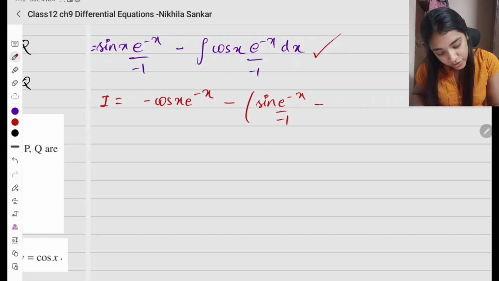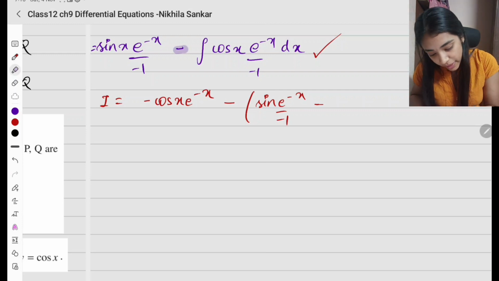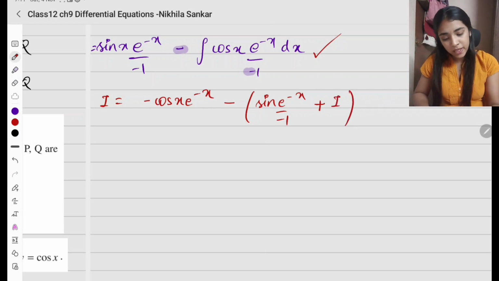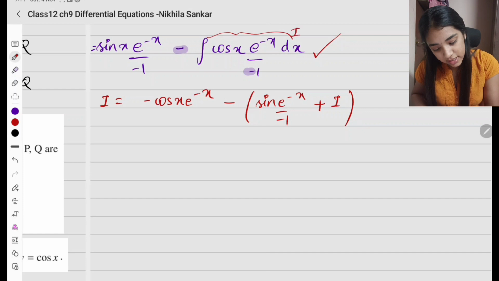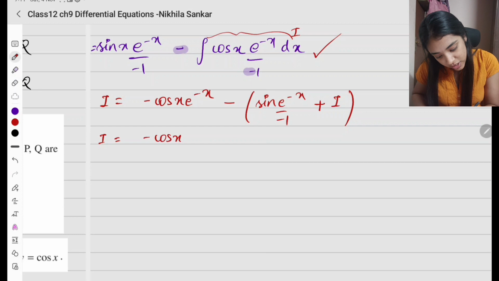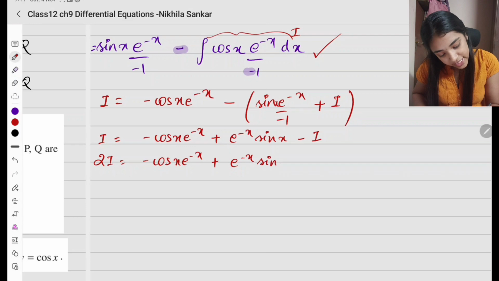What am I going to write again? The minus becomes plus, so I'm going to write it as plus I. This term is again going to be I. Correct? Now what do I have? I equals minus cos x e to the minus x plus e to the minus x sin x minus I. When I take the minus I to the other side, I'll have 2I equals minus cos x e to the minus x plus e to the minus x sin x.